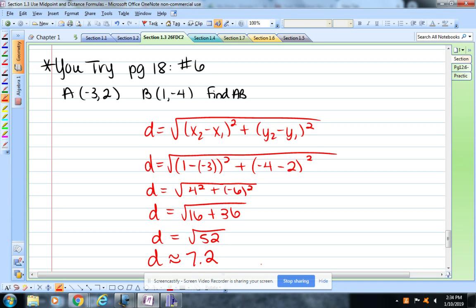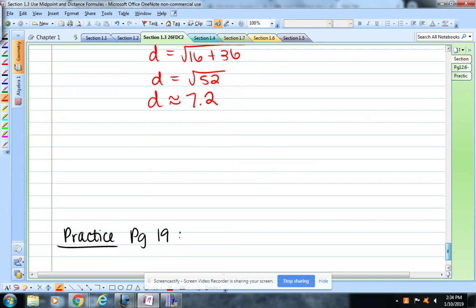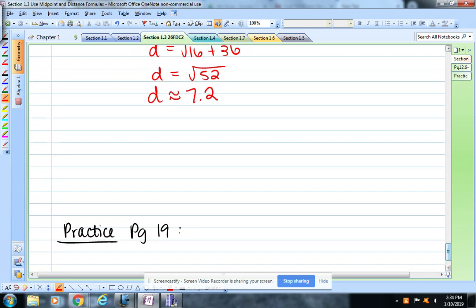Now, how are we going to get good, y'all? Practice. So anytime it says find the length of a segment, you're going to do distance formula. Well, here's our practice for tonight.